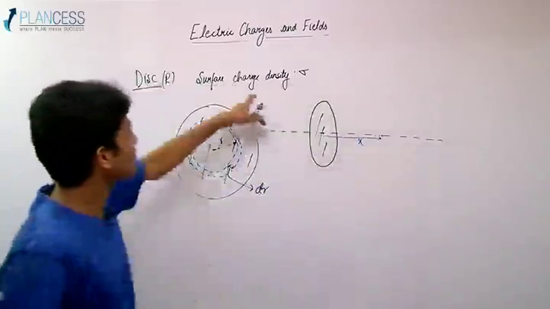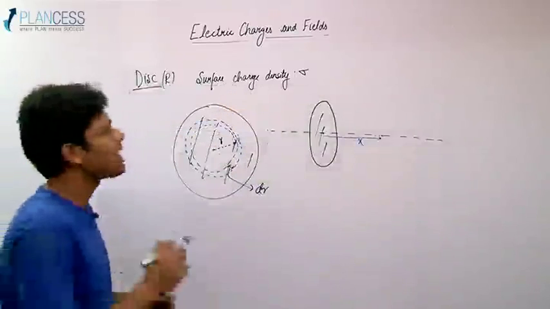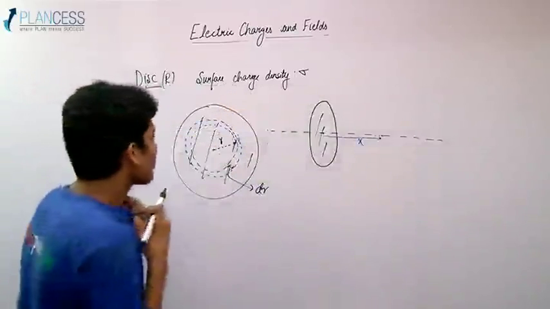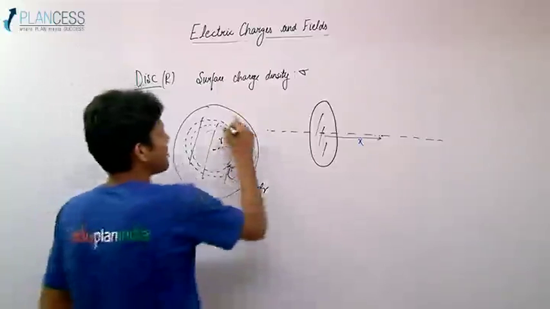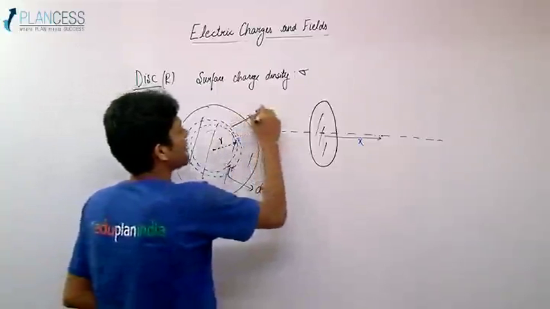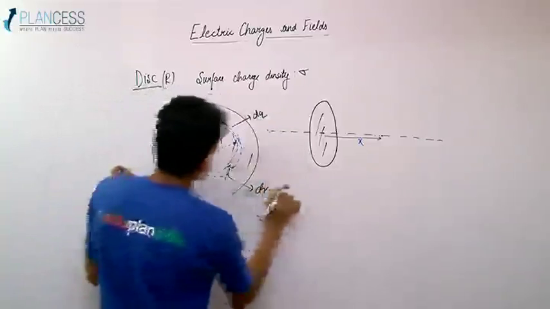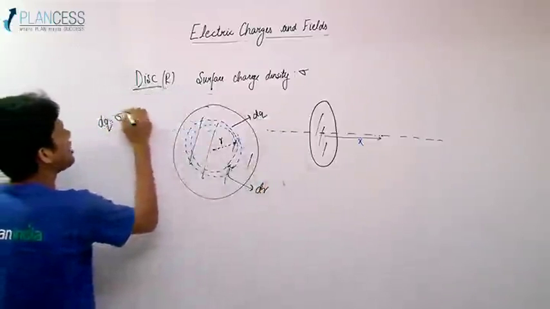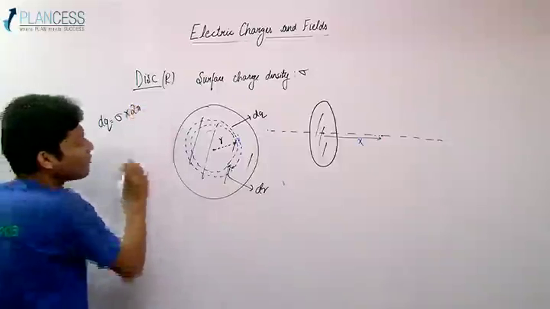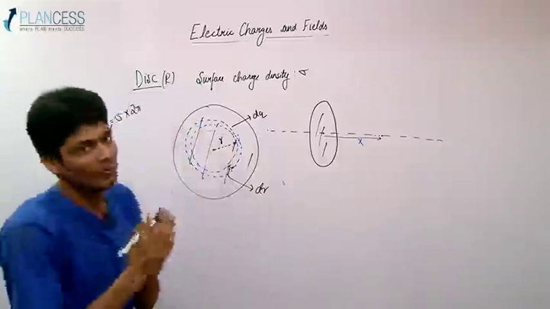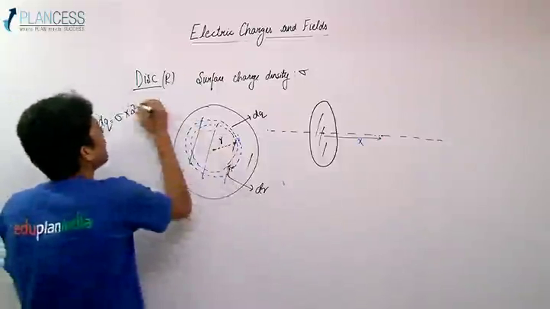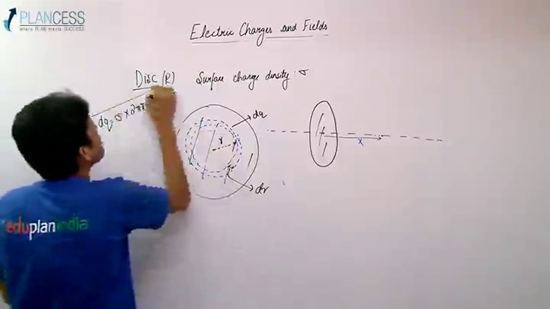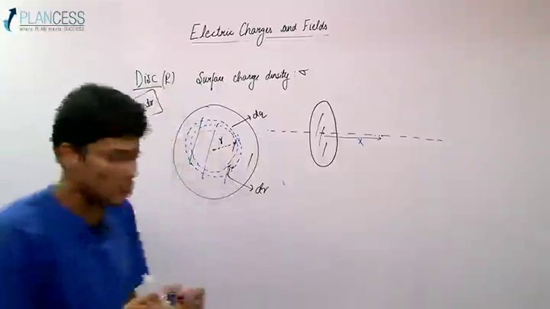So we know that surface charge density, that is sigma, is the charge per unit area. Now, what is the total charge on this ring? The total charge on this ring, given by dq, can be written as dq equals charge per unit area into area. Area would be the circumference into the width of the ring, which would be 2 pi r dr. So this is the value of the charge on the ring.